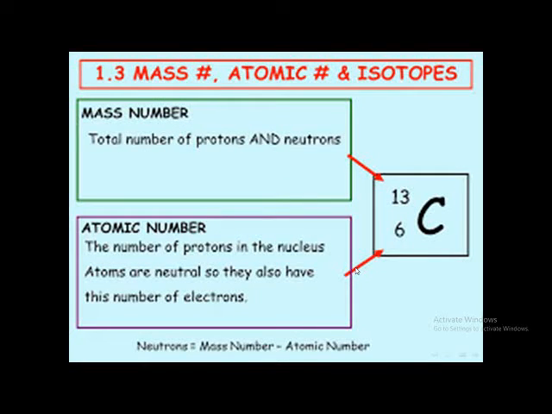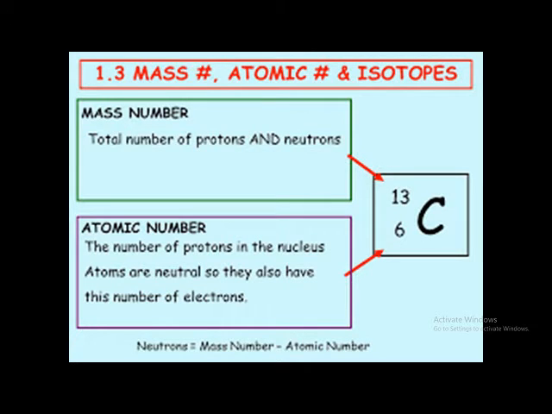Mass number and atomic number. Always the large number represents the mass number, and I will tell you why in this slide. The atomic number is always the smallest number and represents the number of protons inside the nucleus. The atomic number is the number of protons, and the mass number is the number of protons and neutrons inside the nucleus.